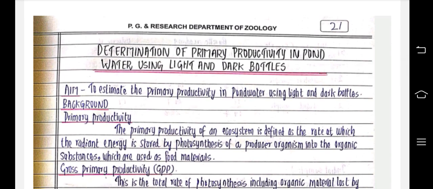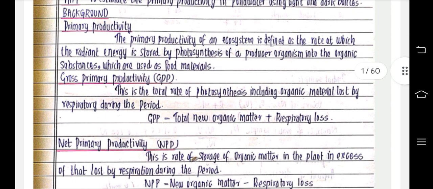Determination of primary productivity in pond water using light and dark bottles. The aim is to estimate the primary productivity in pond water using dark and light bottles. Primary productivity of an ecosystem is defined as the rate at which radiant energy is stored by photosynthesis of a producer organism into the organic substances which are used as food materials.